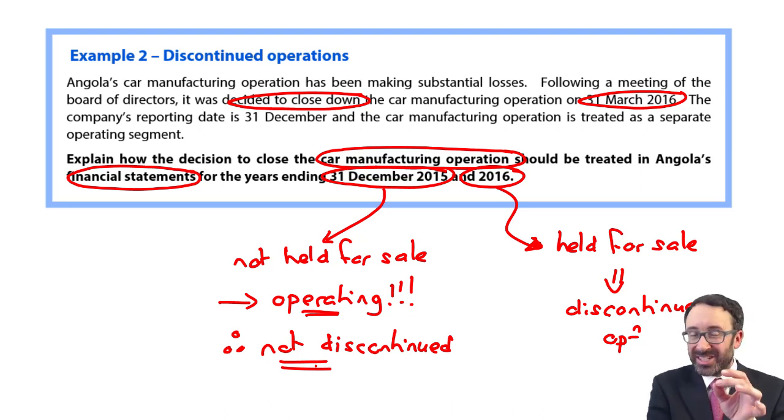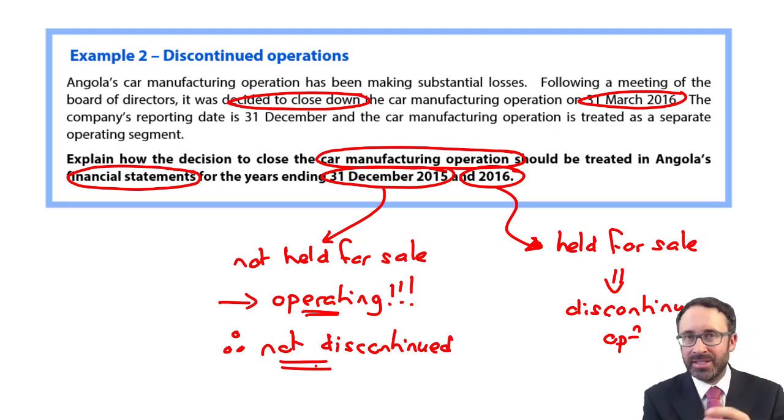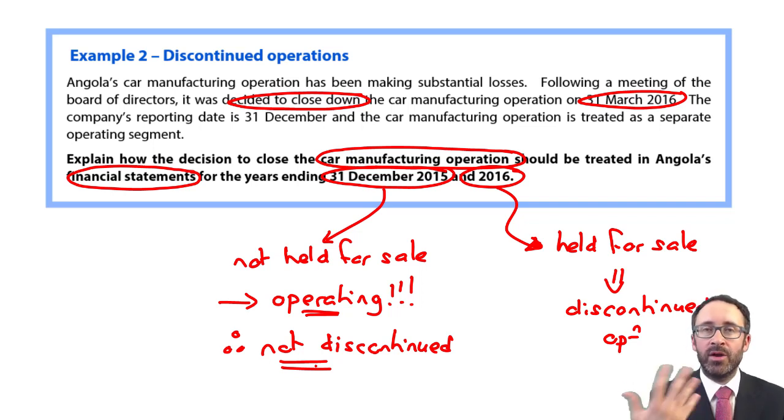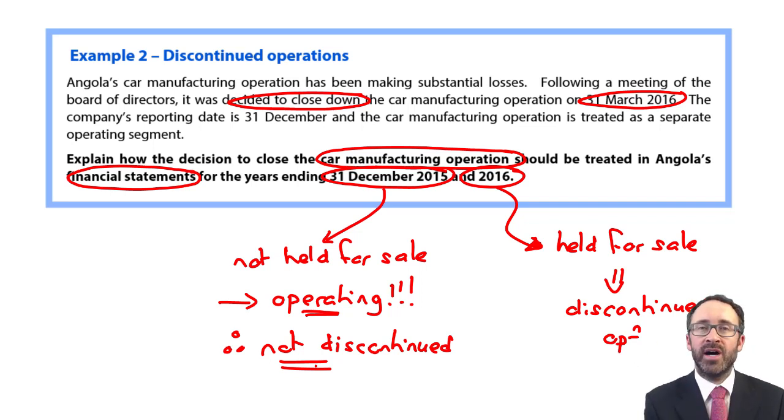So it does try to trick you to get you to think, well, yeah, we've made the decision in 2015, therefore it is discontinued. No, it is continuing. There you have it. So keep an eye out for bits and pieces within the narrative elements of any questions for IFRS 5 and your discontinued operations. As I said, given the economic climate, given what's about to happen with regards to Brexit and other political things on the agenda, I think it will still be examined going forward.